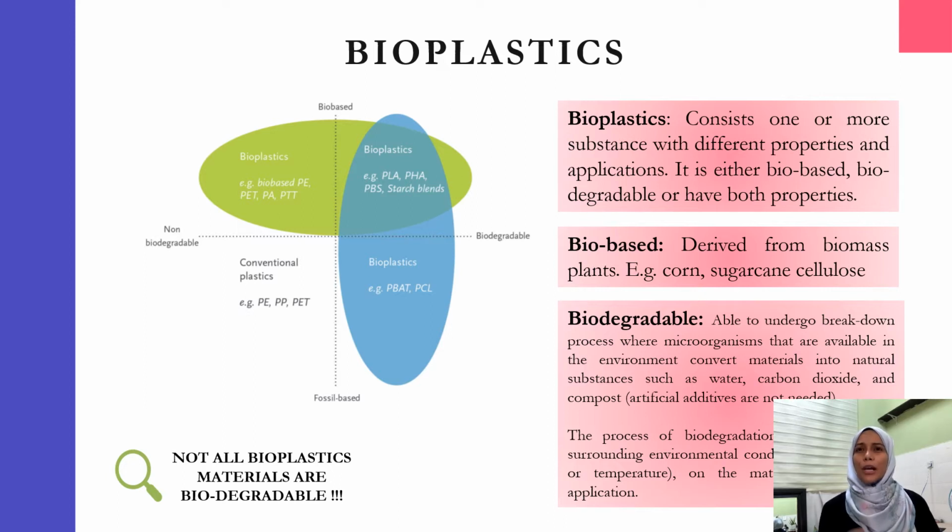And then biodegradable is a material able to undergo a breakdown process where microorganisms available in the environment will convert the materials into natural substances such as carbon dioxide, water or compost. The biodegradation process really depends on the surrounding conditions such as the location, temperature and the material properties on the application of the material. So sago starch blend is called thermoplastic sago starch and is a biodegradable material.